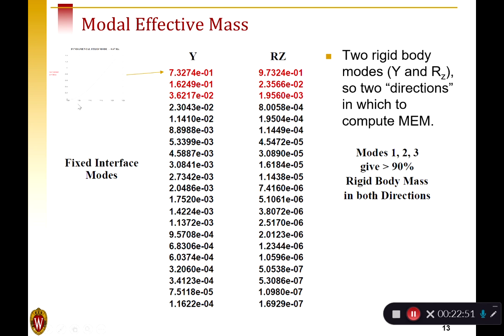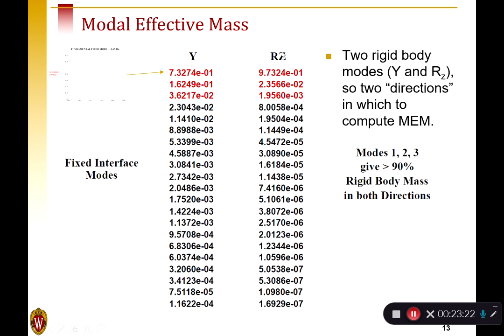So for translation in the y direction, we see that the first mode captures 73% of the mass of that mode. So again, if we were to shake the boundary in the y direction, and we have a model with only mode 1, we'll capture 73% of the force that goes into the boundary in the y direction due to this motion.